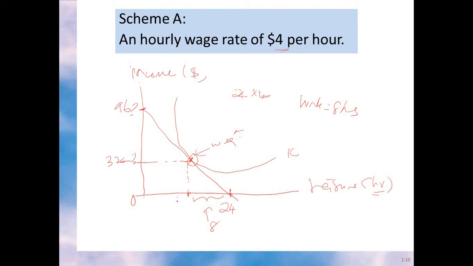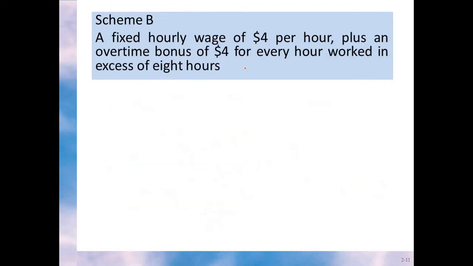Okay, yes, 16. So this is 16 to show that you have 16 hours leisure and 8 hours working. So this is if you talk about scheme A, where the hourly wage rate is 4, meaning that in this scheme you just pay per hour. That's all.